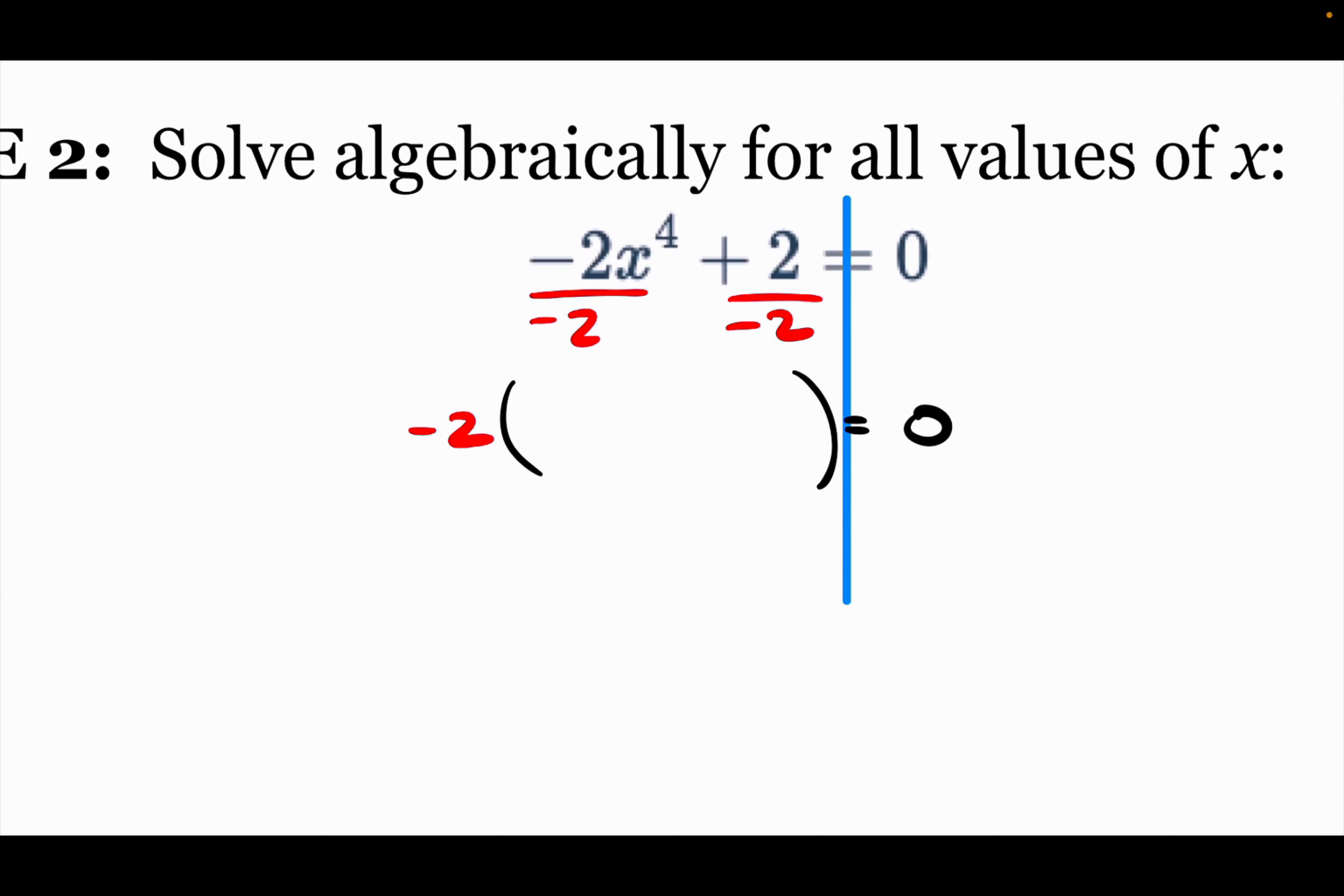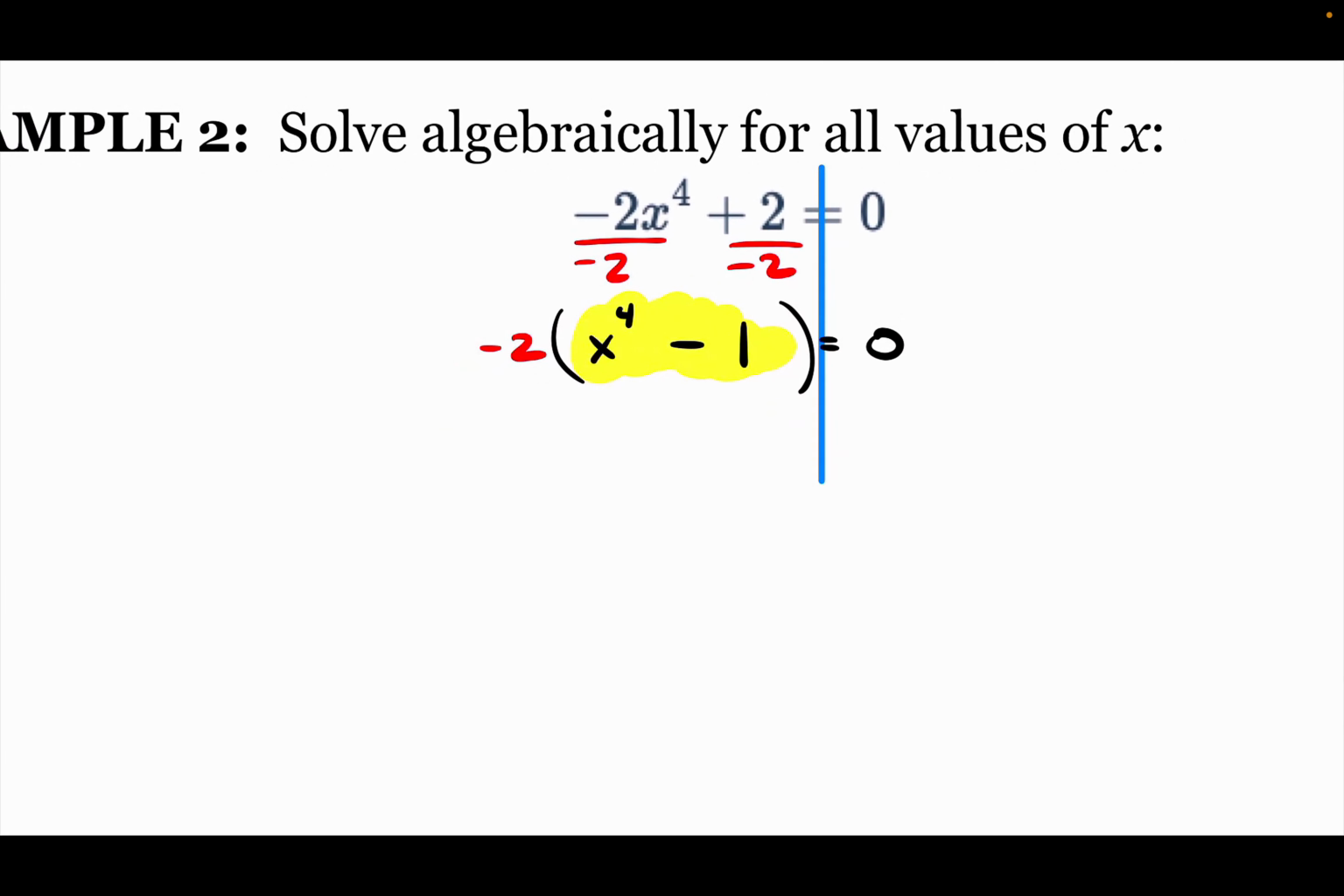Negative 2 divided by negative 2 makes 1x to the 4th. Negative 2 divided by positive 2 makes a negative 1. Then we look at the inside. Is this difference of squares? Yes, it is. But it's not a square. It doesn't matter. It just has to be an even power. 4 is even. So what is this going to look like? x squared plus and minus 1. There you go, half the power. So x squared plus 1 and x squared minus 1.